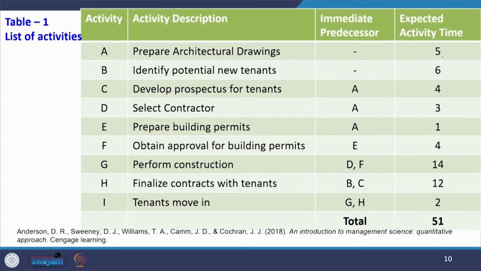So, for this there is an immediate predecessor. Activity C can be started after completion of activity A. Similarly, activity D, select contractor, can be started after completion of activity A because it is a predecessor. Similarly, activity E, prepare building permit, also can be started once you complete activity A. That is why these 3 activities C, D, E have activity A as a predecessor.